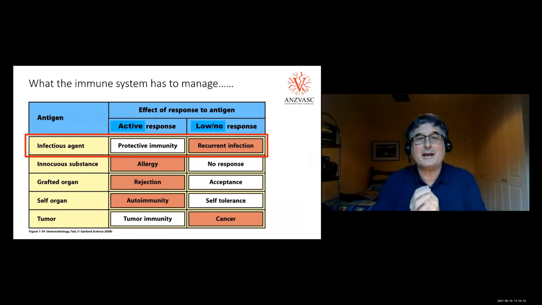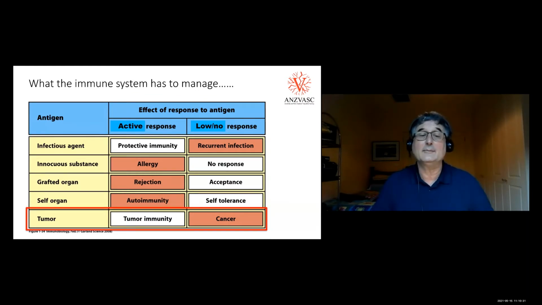So the immune system has to manage quite a few things. Clearly, it has to manage infectious agents, bugs, and an active response in the middle column there results in protection. If you have low or no response, there's a risk of more severe infection or the infection coming back. Similarly, sometimes our own cells can go rogue and the immune system can be quite good at picking this up. So an active response to funny looking cells that have gone wrong can lead to prevention of cancer or stopping that at an early stage.